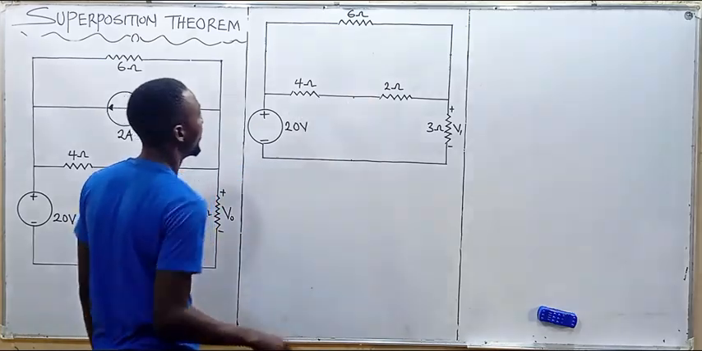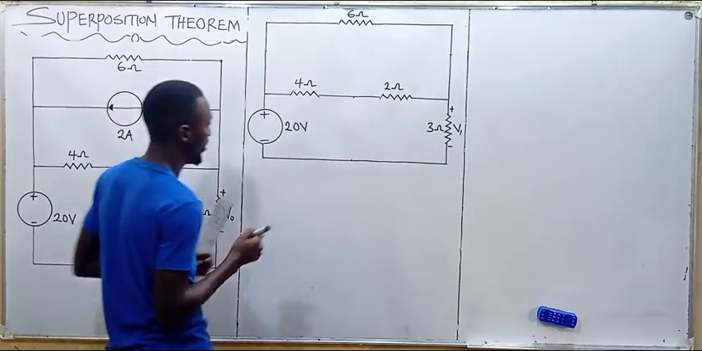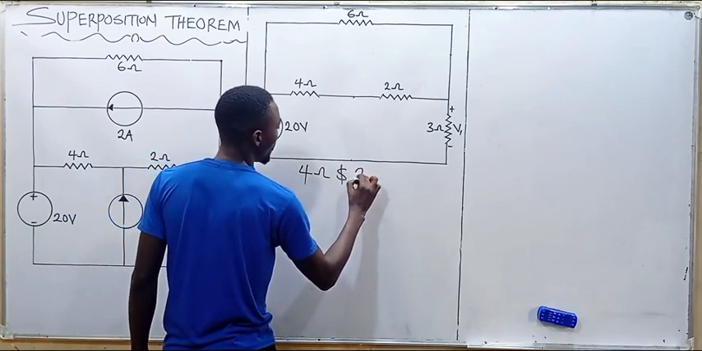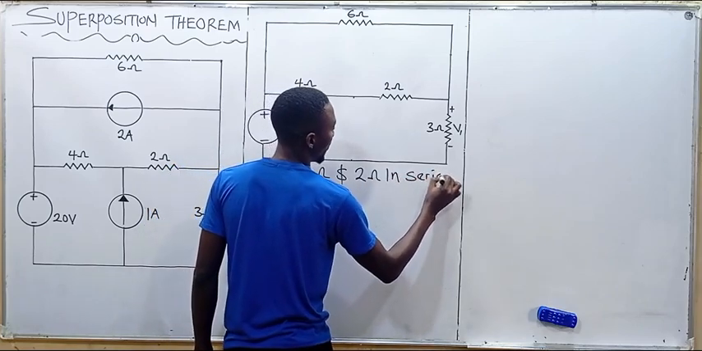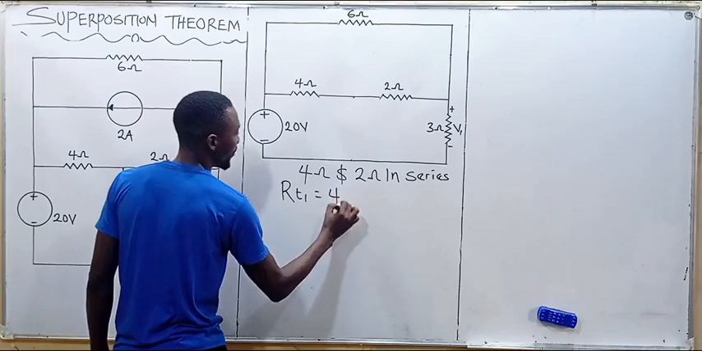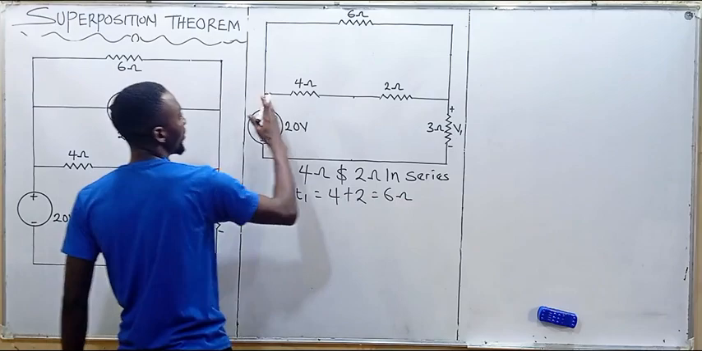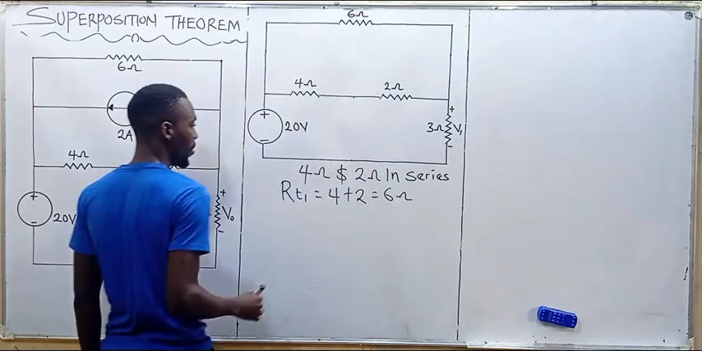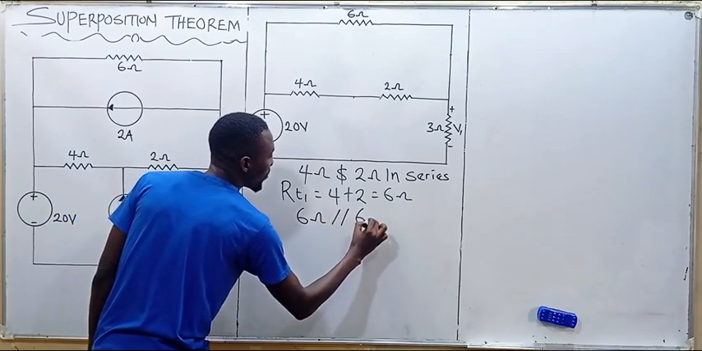All right. So now you observe that this and this are in series, so 4 ohms and 2 ohms are in series. So let's combine the two together using RT1. That is 4 plus 2, which is 6 ohms. So you can clean this and replace it with 6 ohms. This 6 ohms will now be in parallel with this 6 ohms.